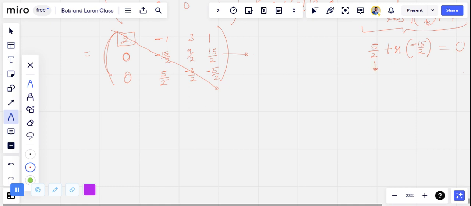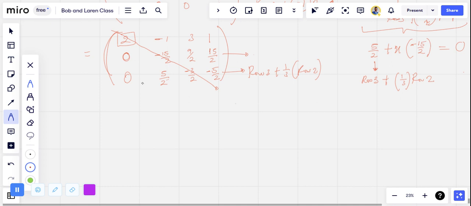So this 5 over 2 is on row 3. Then the x value I got now is 1 over 3. This minus 15 over 2 is on row 2. So I think this is the row operation I need to use. Just write it out. Now I need to work on row 3 plus 1 over 3, the general formula I need to follow, times row 2.